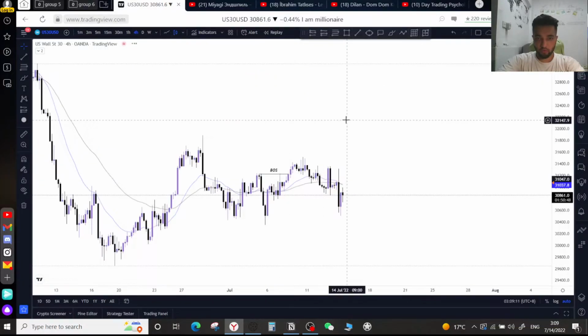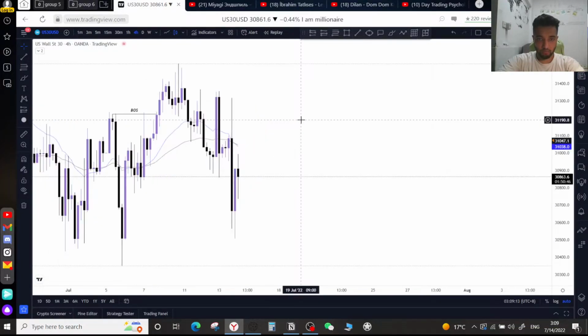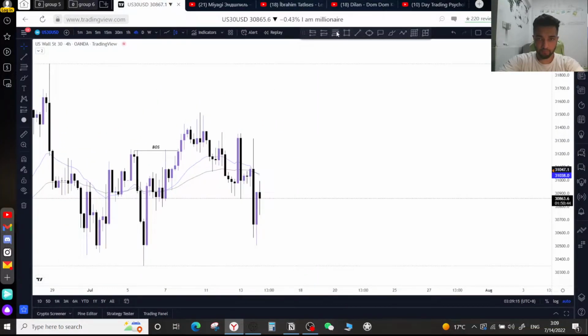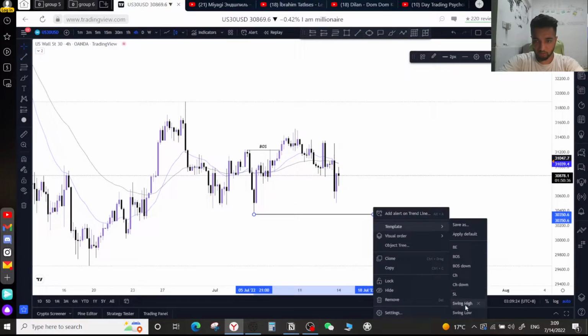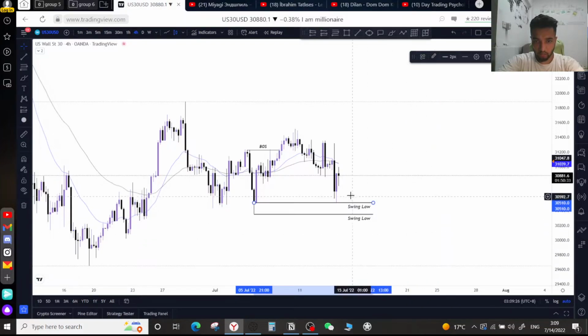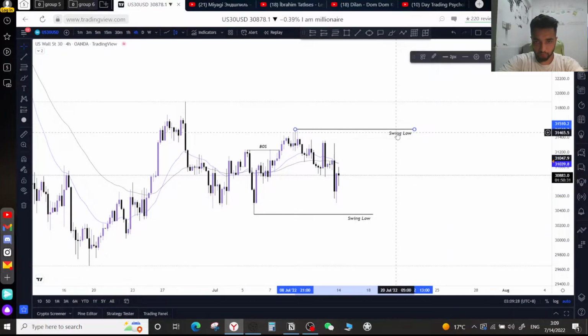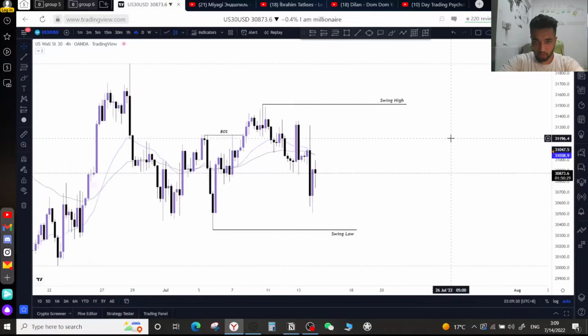If we go to the 4 hour, we can see we made a breakout structure to the upside. In the 4 hour, it made a beautiful breakout structure to the upside. So this is going to be my swing low, and let's mark our swing high as well. And this is my swing high.